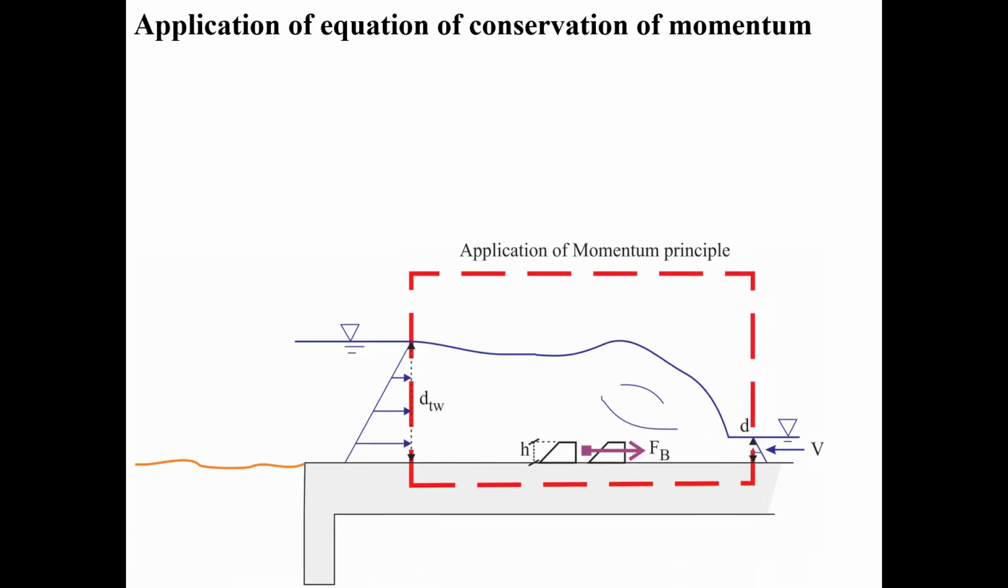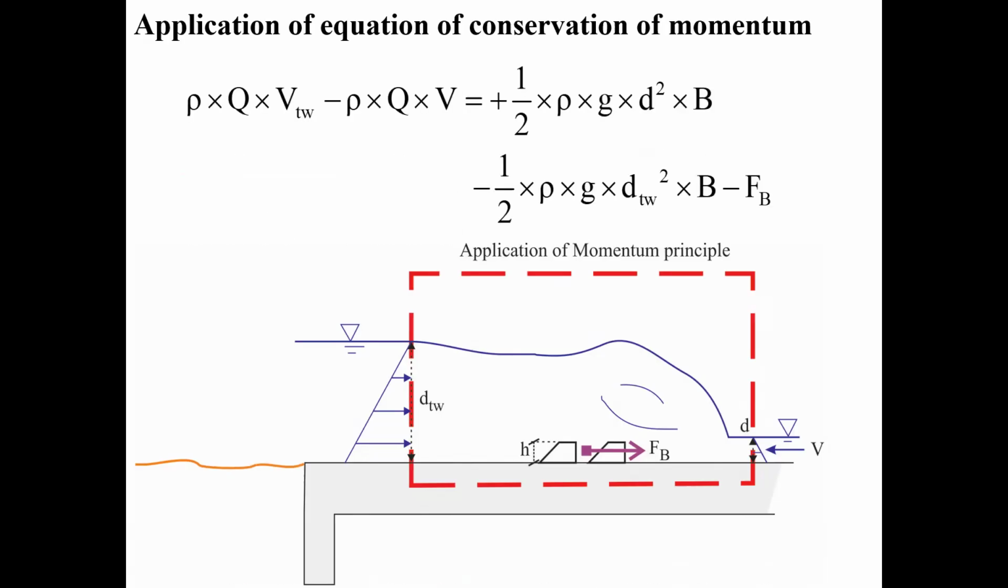Now, let us consider the hydraulic jump and apply the equation of conservation of momentum along the horizontal direction for the control volume marked in red. The momentum principle states that the rate of change of momentum flux equals the sum of the forces applied to the control volume, and these forces include the upstream and downstream hydrostatic pressure forces and the resultant of the force of the baffle blocks on the control volume, FB.